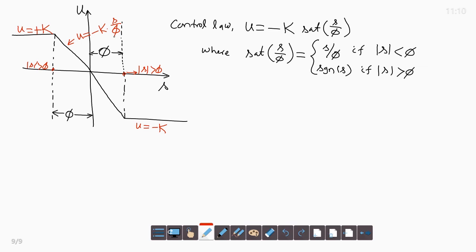For this controller to be designed, we consider the tracking precision. Tracking precision equals theta. This tracking precision theta equals phi by lambda, where phi is the width of the boundary layer.